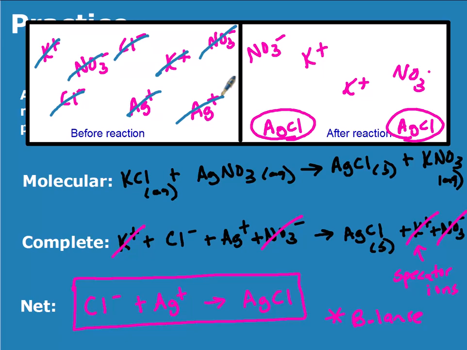And my spectators were floating around. They're still just floating around. They haven't changed at all. Only the silver and the chloride have hit each other and then went to the bottom as a precipitate.